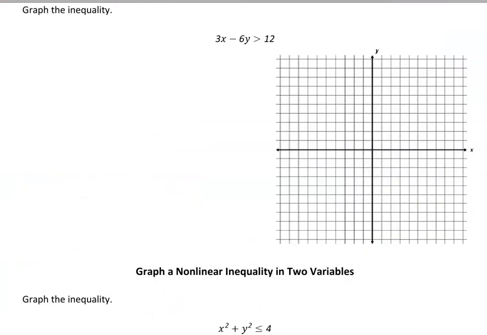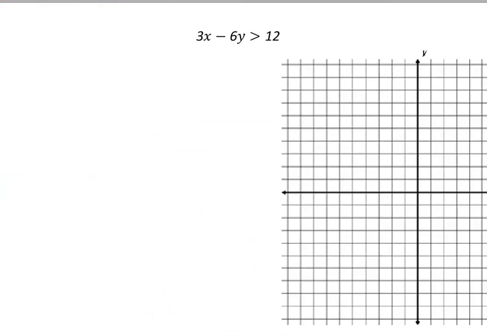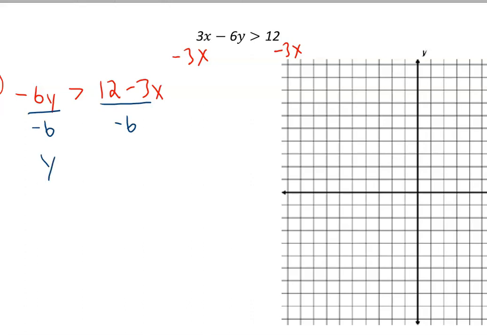Okay, so we have 3x minus 6y is greater than 12. So step one, we have to solve this for y. I'll start by subtracting the 3x to the other side, and I'll write the result over here. So we get negative 6y is greater than 12 minus 3x. Then you divide by negative 6 to get y by itself.